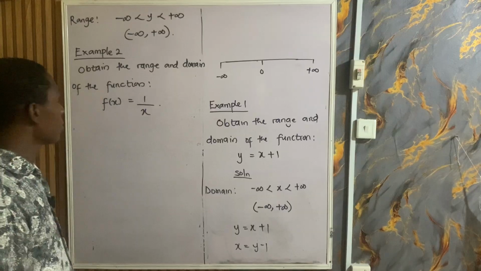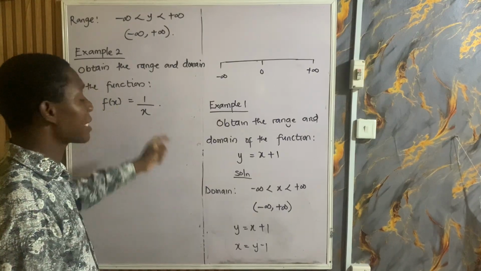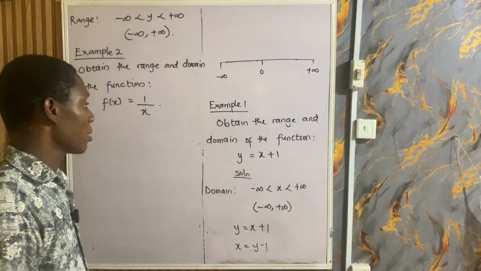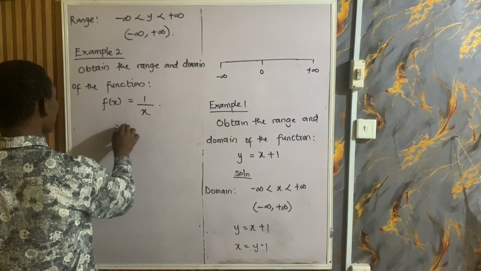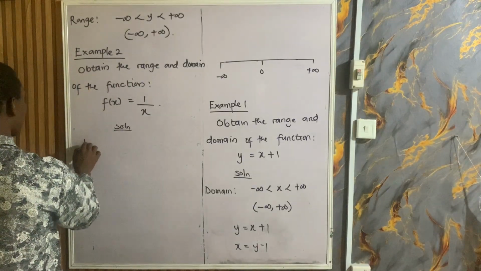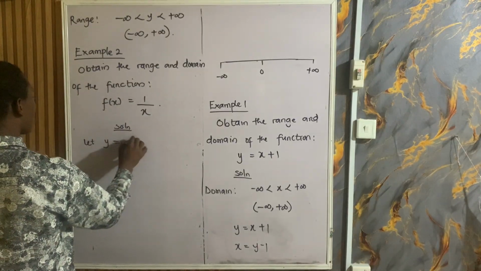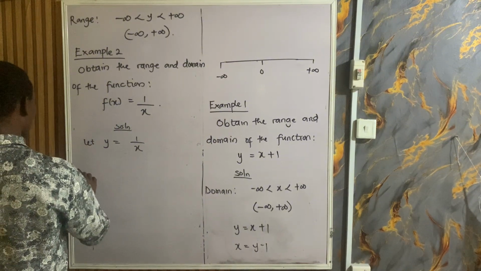Example 2. Obtain the range and domain of the function f of x is equal to 1 over x. Okay, so let's solve now. As we look at this, we can say let y be equal to 1 over x. Now, our domain.